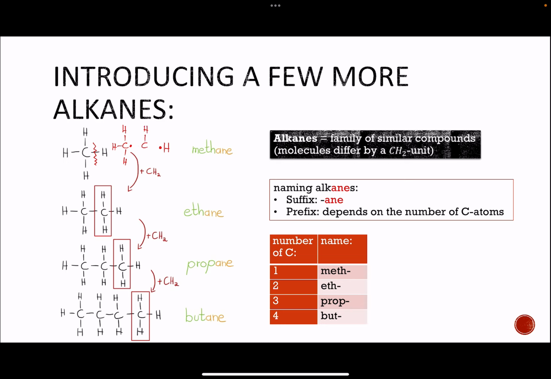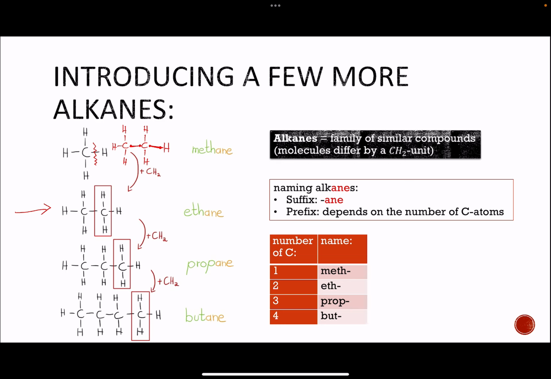A CH2 unit looks like this. We have a carbon atom bonded to 2 hydrogen atoms, and then we still have 2 unpaired electrons of carbon. Then this carbon atom in the middle can bond to the carbon atom on the left and the hydrogen atom on the right. And then we have produced this molecule. This molecule is apparently different to the molecule of methane. It looks different. That's why it gets another name. It's called ethane.